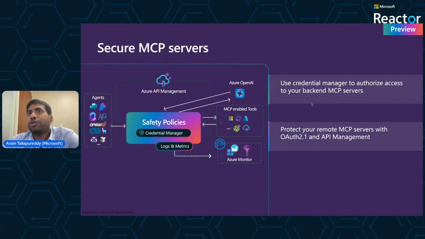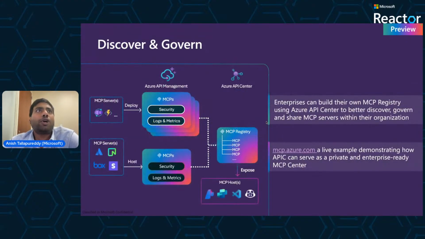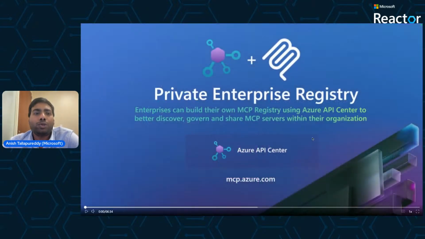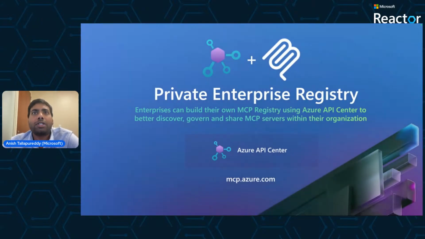You can secure, you can add policies, and we have also seen what credential manager is and how it enables access. Then we can also talk about discovery and governance. So you can build your own MCP registries with Azure API Center to better discover, govern, and share MCP servers within your organization. We have something called mcp.azure.com. Please feel free to take a look at it. It is a live example demonstrating how API Center is powering a private and enterprise ready MCP Center. I'll quickly go through a demo at this stage. So please, let's take a look at what a registry is all about.